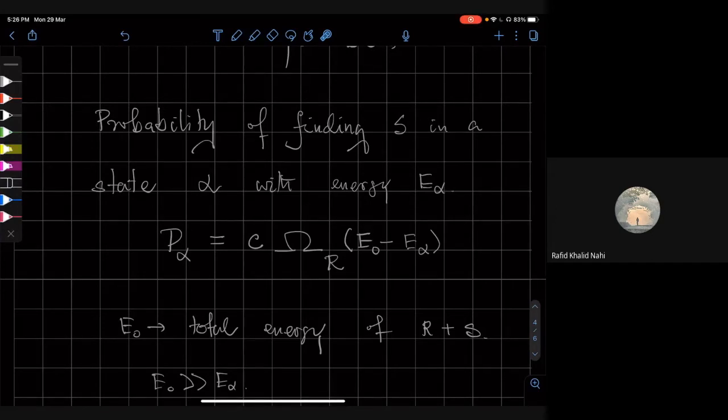Because the reservoir is large, if you dump some heat into it from the system, or if you take away some energy from it and dump it into the system, the temperature won't change. And that's something that we will use in a few moments, okay?